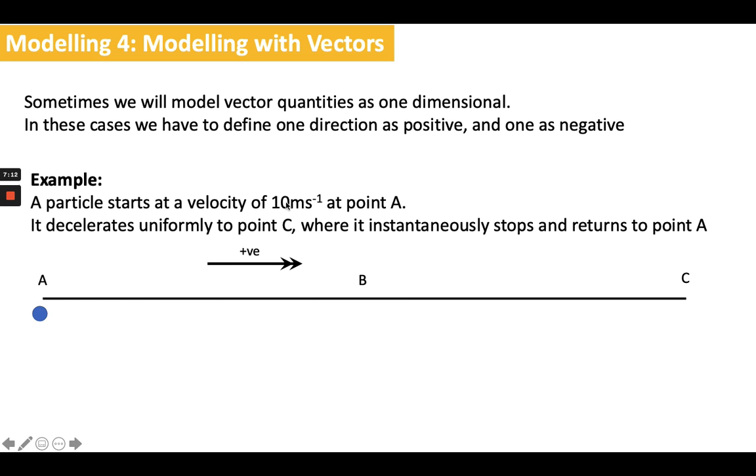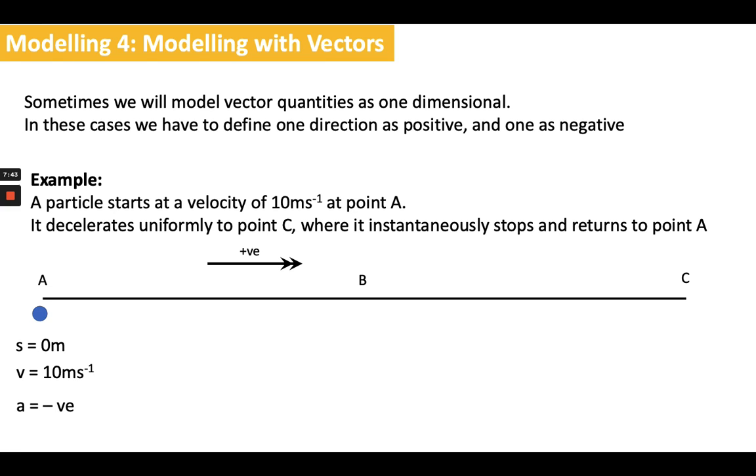So it starts at a velocity of 10 meters per second at point A, and so I've defined this way as positive. So at the point A, the displacement is 0. That's the distance from point A is 0. The velocity is 10 meters per second, and I'm told that in the question. And I know that my acceleration must be negative. Now this can be slightly confusing, but I know my acceleration is negative because I'm decelerating. Okay, so deceleration is where I have an acceleration against the motion.